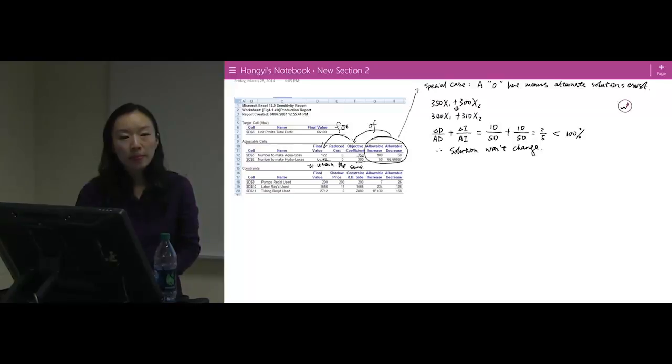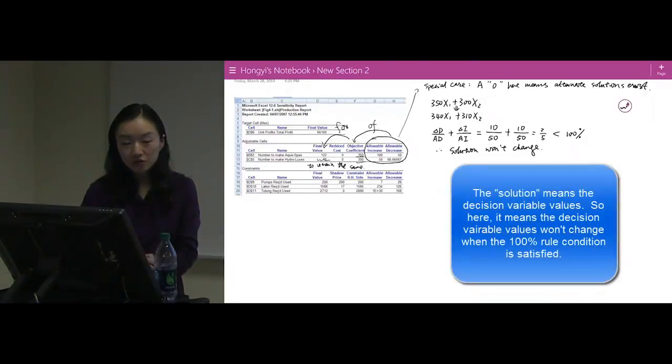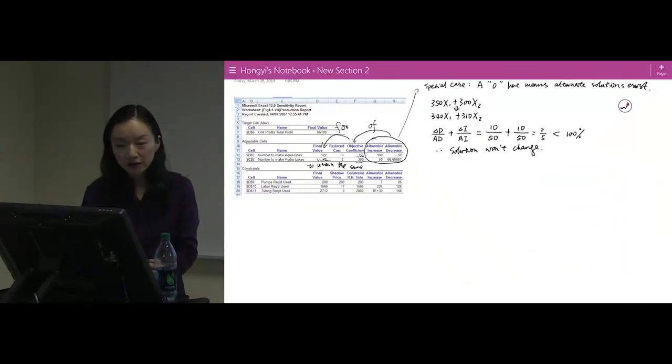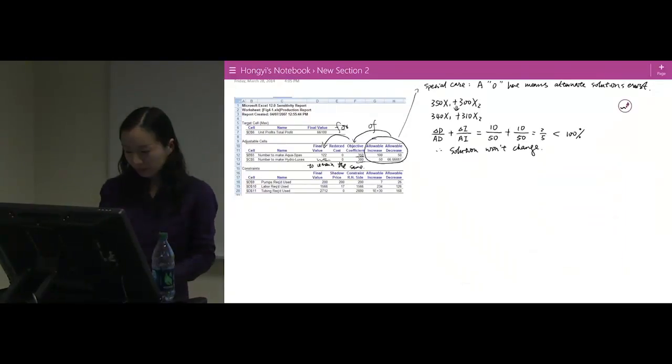Yes? So, what do you mean by the solution will not change? You mean x1, x2 values won't change, you mean only the variables? Right. That's what solution means, right? Solution means the decision variable values. Okay. Okay, so that's about this table.